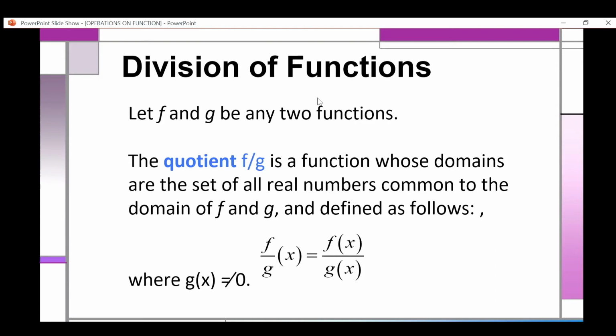Next, division of functions. Let f and g be any two functions. The quotient f over g is a function whose domain is the set of all real numbers common to the domain of f and g and defined as follows. Ayan. So, f over g of x is equal to f of x over g of x. So, may restriction sa denominator natin ng fraction. So, yung g of x natin should not be a zero function. Okay?